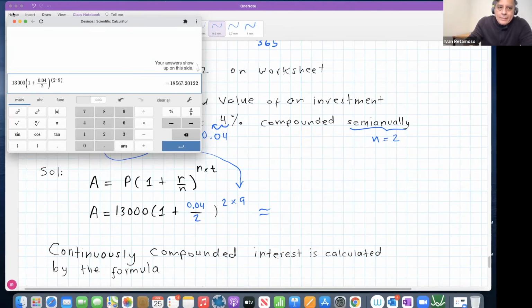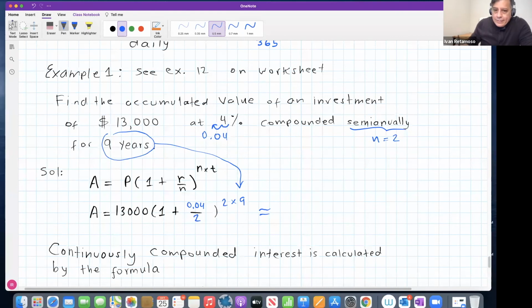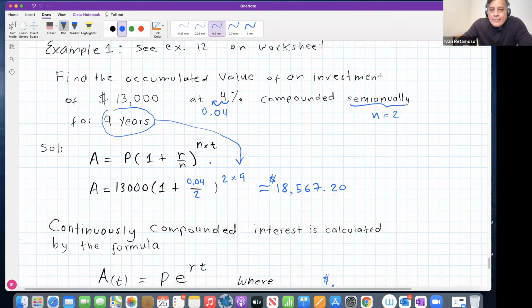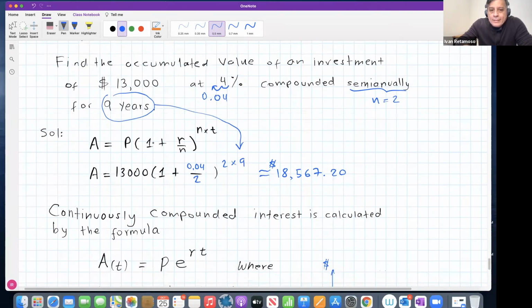Let's write it out here. So 18,567.20 dollars. In the end, you can attach the dollar symbol. That's it, right? Look, your 13,000 over 9 years became 18,567.20. Very good, guys. So as you can see, it's a very nice application of these exponential functions.